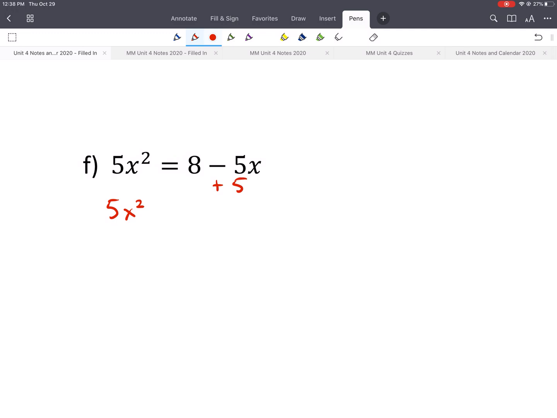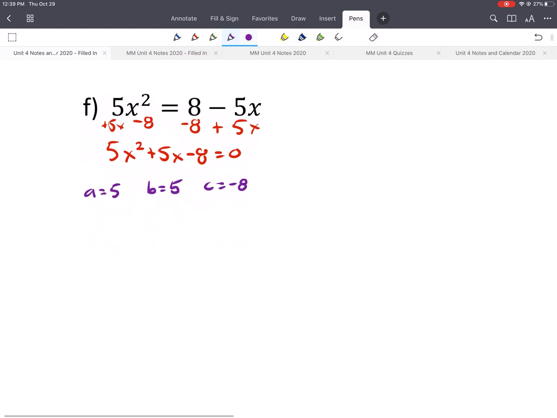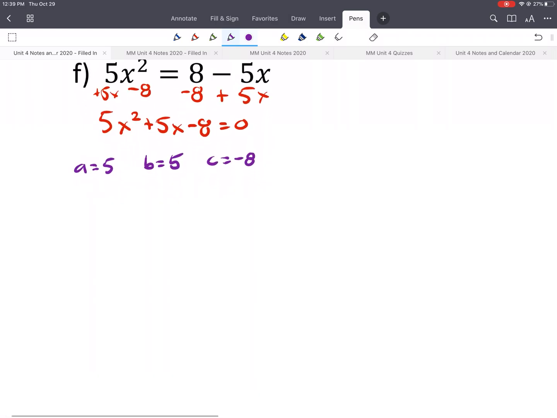So we would add 5x to both sides. And then we would subtract 8 to both sides. So minus 8 is equal to 0. Then you could say, well, A here is 5, B is 5, C is negative 10 or 8. And then we'll just plug all that in. Okay? You can skip past this part if you feel like you're good, or pause and give it a try, even better.